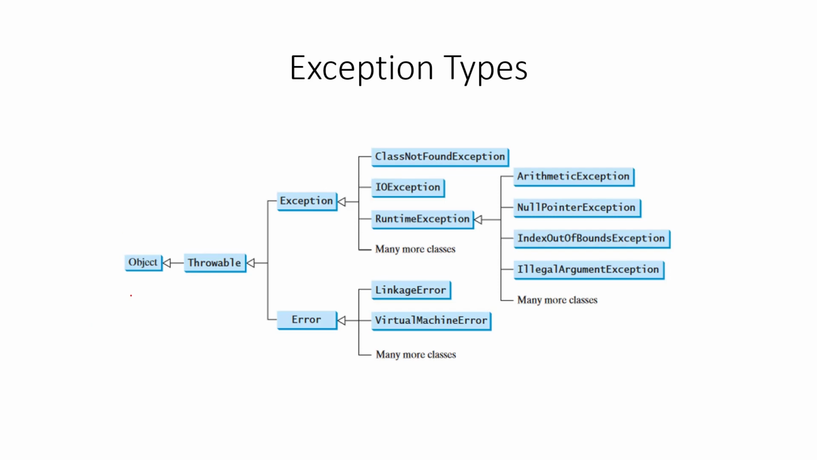So it all starts with the Object cosmic class, then we have the Throwable subclass that allows us to catch these errors or exceptions, and then we have two kinds: the first subclass is simple Exception, and the second subclass is Error. And Error has LinkageError, VirtualMachineError, and many other classes. But the most commonly used errors are LinkageError and VirtualMachineError.